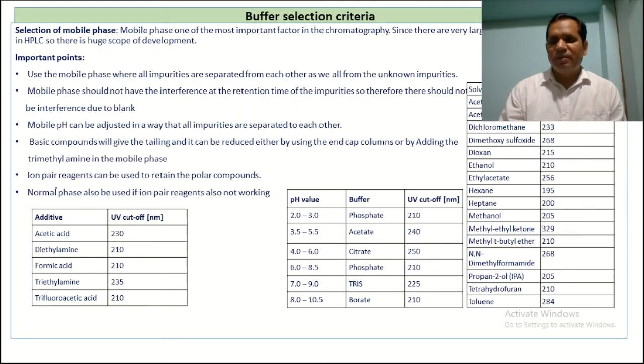Normal phase. If our compound is not getting separated, then we can go for normal phase chromatography. In normal phase chromatography, the stationary phase is polar, whereas the mobile phase is non-polar. That technique, that chromatography, we can also use for very early eluting compounds.